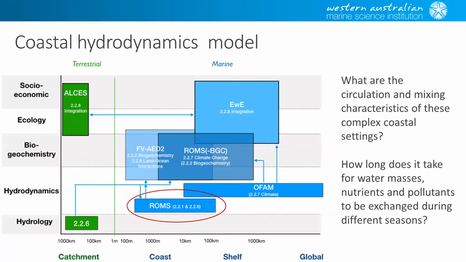And the motivation for this modeling project is to answer some fundamental questions along the lines of what is the nature of the exchange or circulation and mixing characteristics in these obviously complex coastal environments that exist up in the Kimberley, and to ask, using those tools, some very specific questions regarding how long things like water masses, nutrients, and potential pollutants take to move through this system, and how does that vary seasonally as we go from the very dry season to the very wet season. So those are the general motivators for this kind of approach.